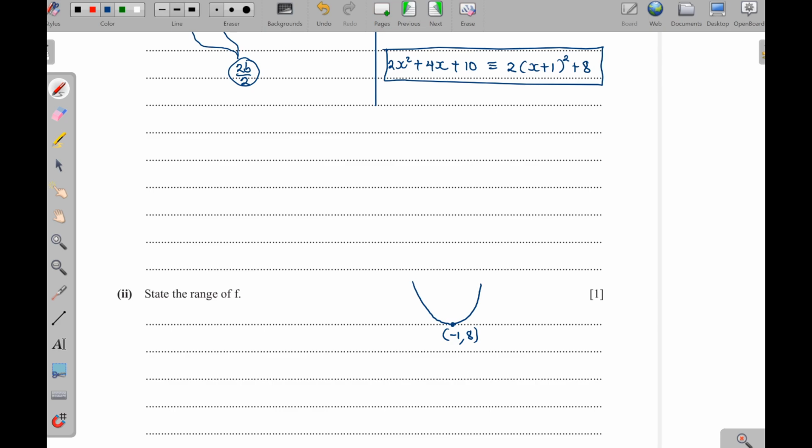Now, for any value of x apart from this -1, it will give a y value that is above. Whether the x coordinate is on the right of this turning point, the y value is going to be above this 8 here. Whether it is this side here, the y value is going to be above the 8. So this is the minimum point, and this 8 here is the smallest value of y.